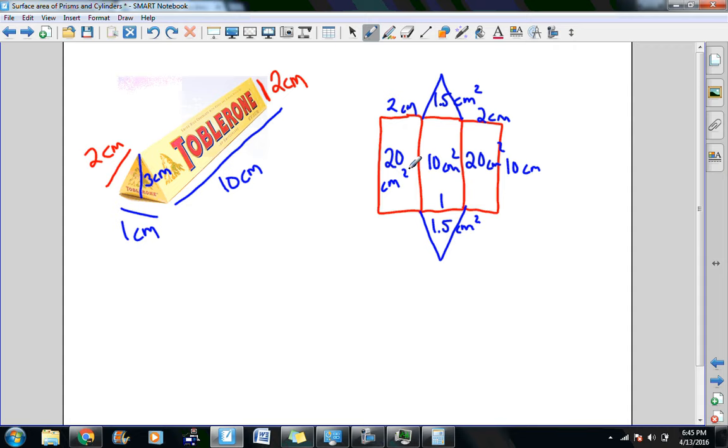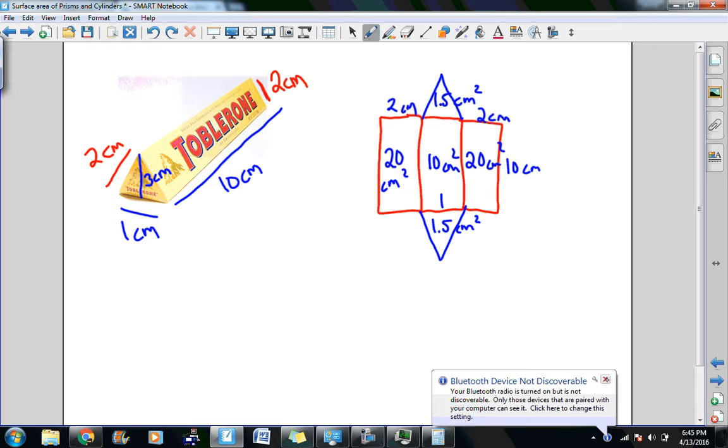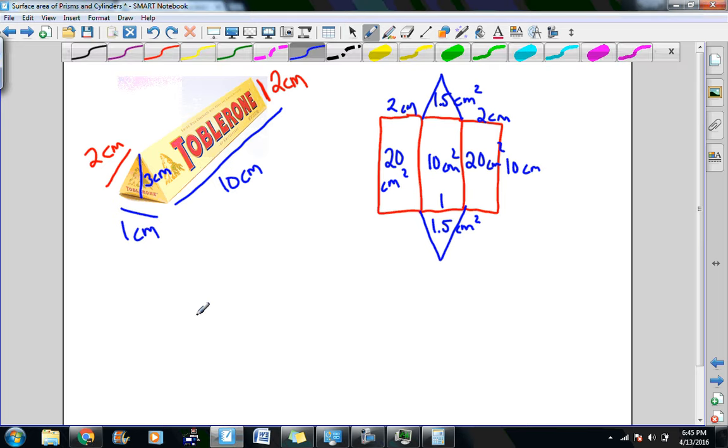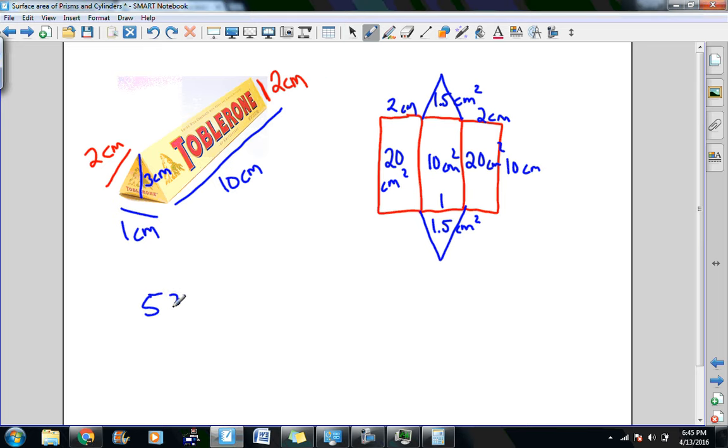I would then add up 20 plus 10 plus 20, and then I would add the two triangles together, which would give me 3. So then I end up getting an area of 53 square centimeters. And that's how you do a triangular prism.